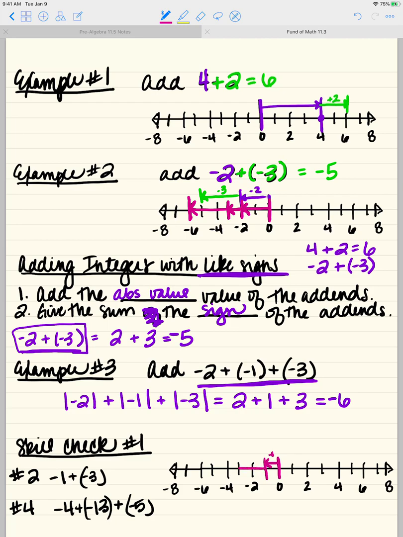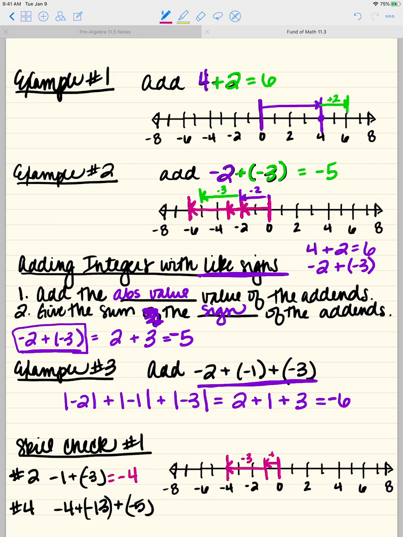1 unit, 2 units, 3 units, and you end up right here. There's our 3 units, and where did we stop? -4. So on a number line, we just showed that -1 plus -3 is equal to -4.